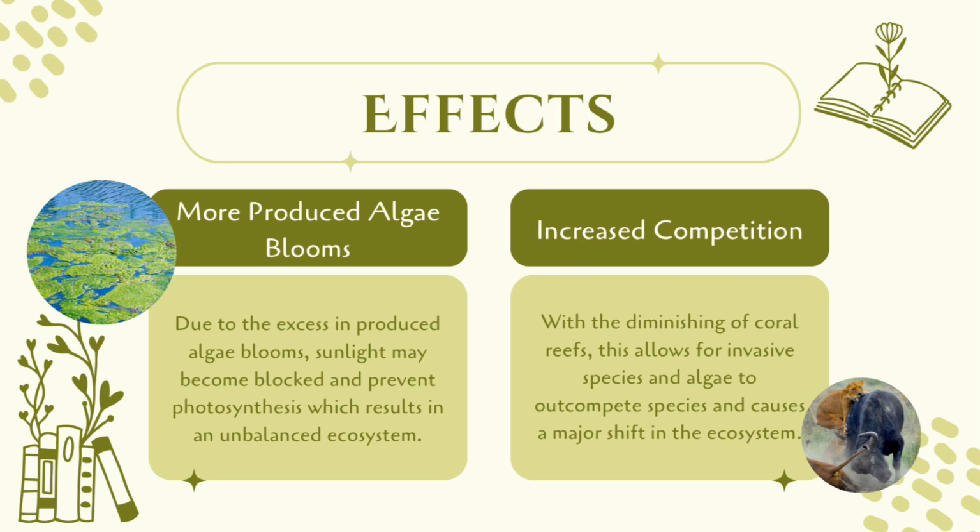Some more effects that follow this problem that we're facing in Biscayne Bay include the increased production of algae blooms. Due to the excess of produced algae blooms, sunlight may become blocked and prevent photosynthesis, which results in an unbalanced ecosystem. We see an example of that in the image to the left. And then an additional effect is increased competition. With the diminishing of coral reefs, this allows for invasive species and algae to outcompete species and causes a major shift in the ecosystem, such as the image on the right, where we see an increased competition for a species. All of these effects follow the current problems that we're facing with the coral reefs in Biscayne Bay.